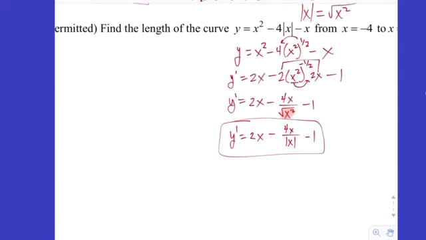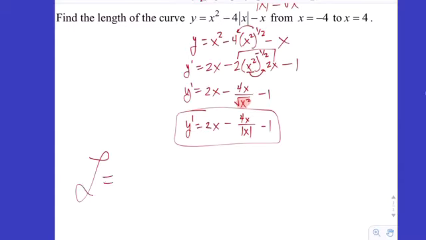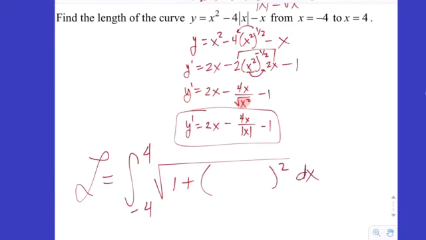And once you have the derivative, which you always have to find by hand, so even on a calculator question, you're looking for the symbolic derivative, not a numerical derivative, so that calculator is not going to help you there. And now we can say the arc length is going to be the integral from -4 to 4 of the square root of 1 plus that whole thing squared dx. And that's going to be a 2x minus 4x over absolute value of x minus 1.